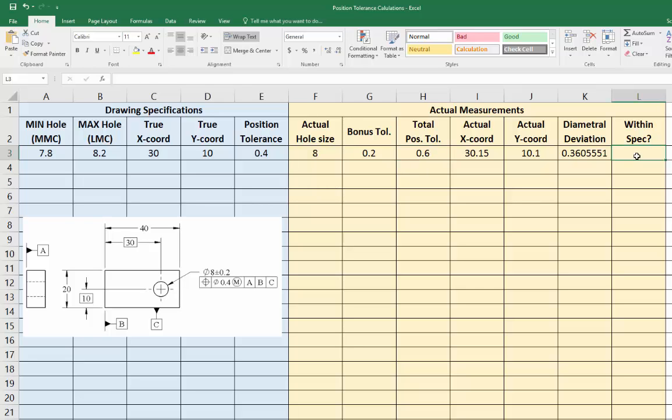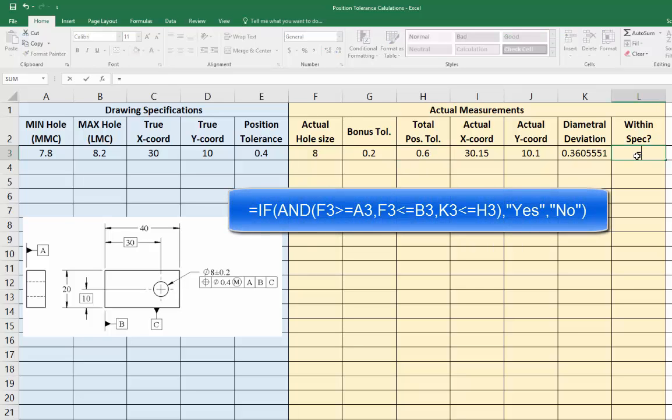And we will do that using an if statement. I'll type in equals and use an if statement. And the if statement first requires a logical test. And in this case, we're going to need 3 logical tests. So I will use an AND function, which will allow me to create 3 logical tests. The first logical test will check the actual hole size to make sure it is greater than or equal to the smallest possible hole. I will also check the actual hole size to make sure it is less than or equal to the largest possible hole.